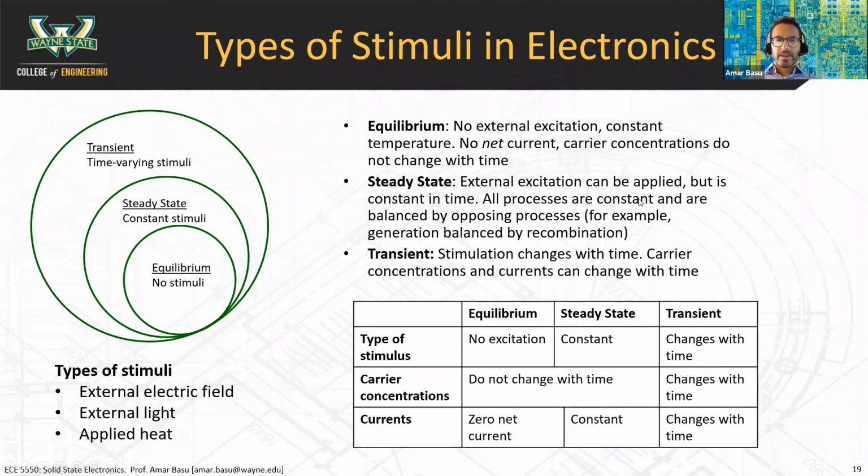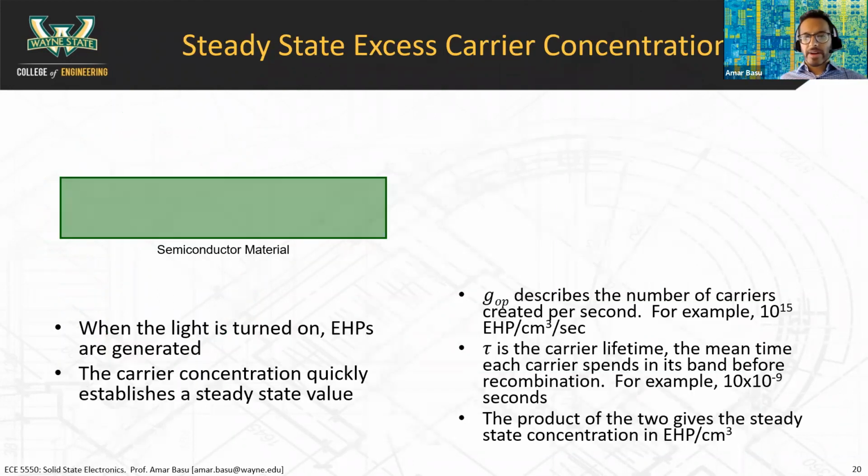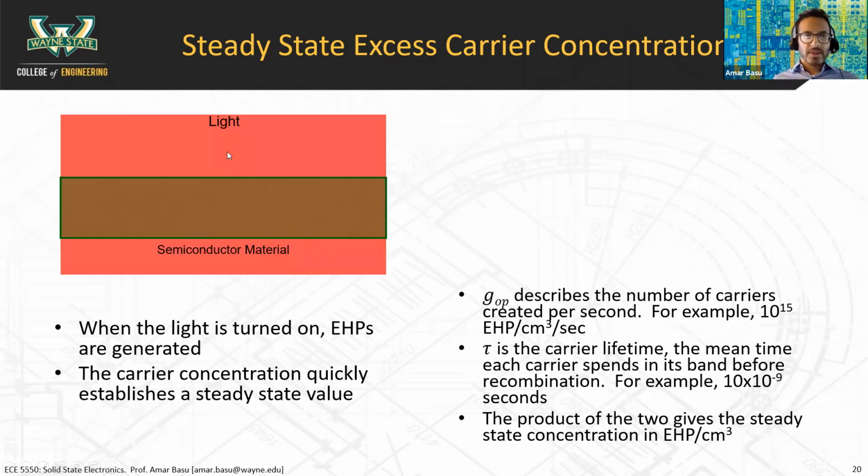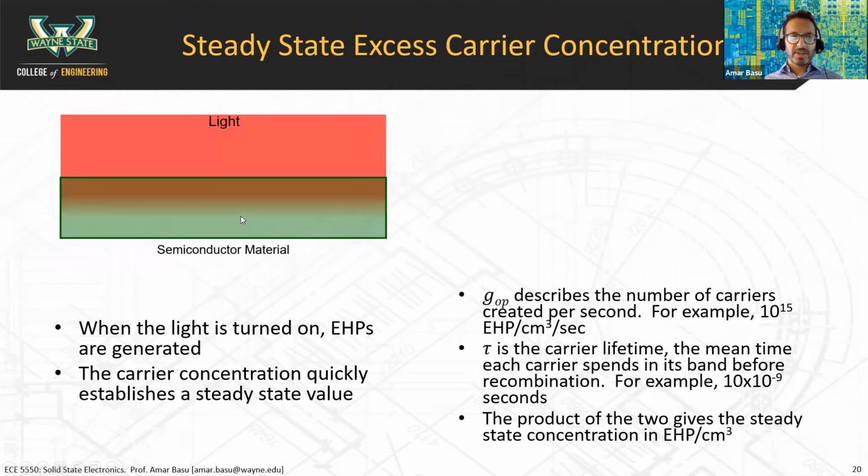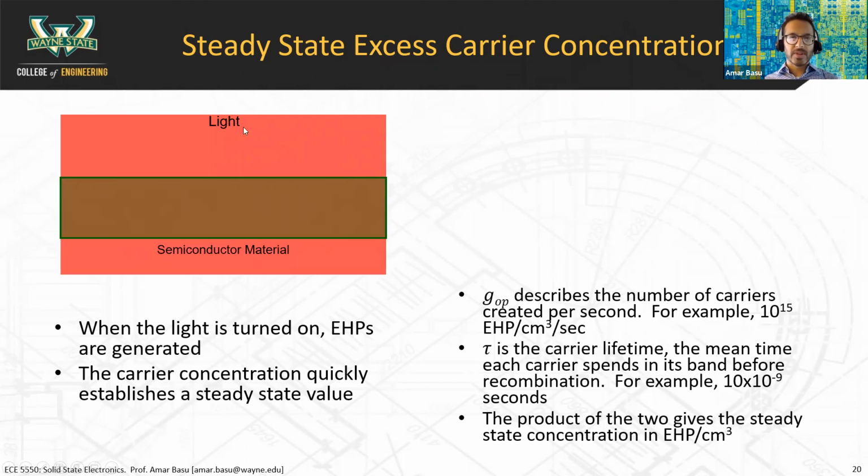Okay. So let's look at steady state carrier concentration first. This is where we have a semiconductor material, and what we're going to do here is illuminate it with light. Let me just advance the slide here. There we go. So imagine that we just illuminated the entire semiconductor material with light. When we turn the light on, of course, we're going to generate electron hole pairs, but we're going to leave that light on so it achieves steady state.